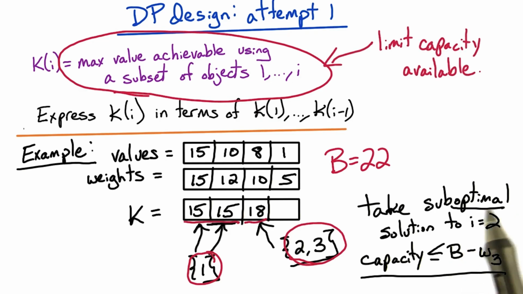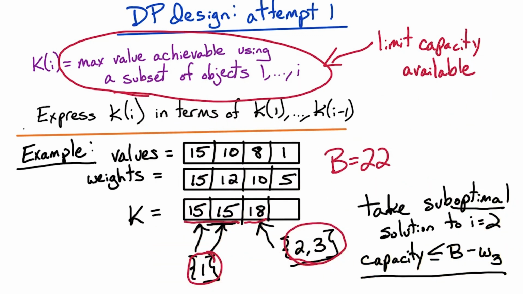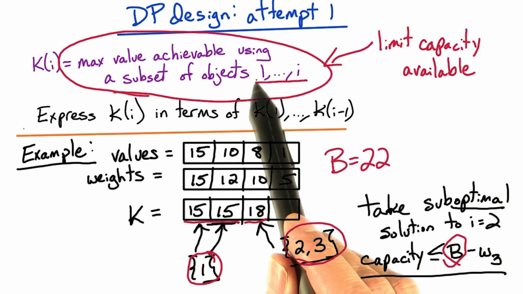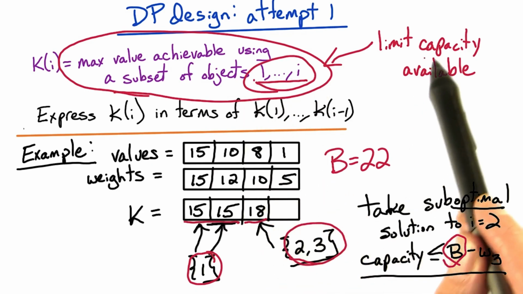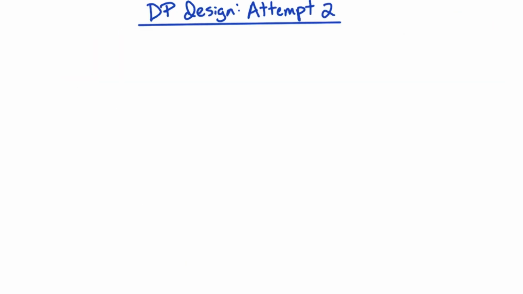This points us in the right direction, because what we need to do is limit the capacity available for these subproblems. So in some sense, we want to take a prefix of the objects, 1 through i, and we want to take a prefix of the capacity available. This is going to lead us to our second attempt for the design of a dynamic programming algorithm for this problem. We're going to define the subproblem so that it considers a prefix of the objects and it varies the capacity available. Now let's revise our subproblem definition, trying to utilize some of the insight we just gained.